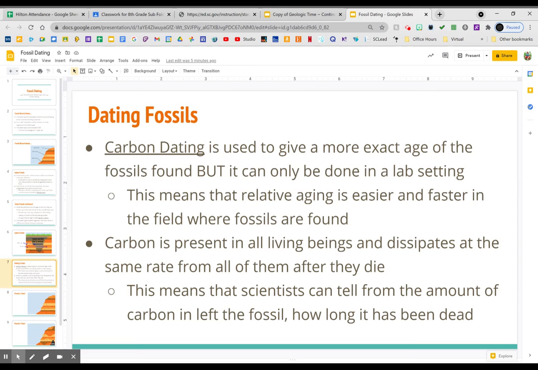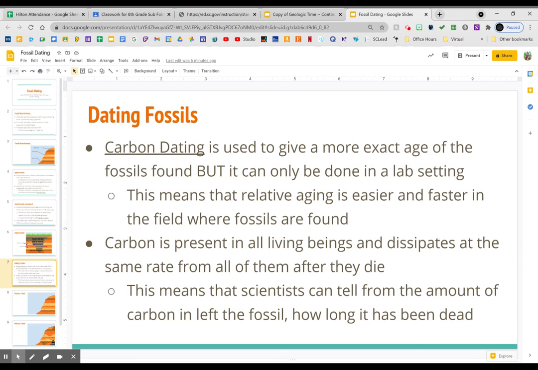But if you want to have a more specific time range or a more specific age, you can use what's called carbon dating. And the reason carbon dating works is because carbon is present in all living things and it dissipates at the same rate from everything after it dies. Okay, so whether it be a tree or a dinosaur or a bird or whatever, carbon is going to decay at the same rate out of all these living beings. All right, that means that scientists can do a little bit of math and figure out a very close age for that fossil. But no, that doesn't tell us how old the creature was when it died necessarily. That's just telling us how long the creature has been dead.